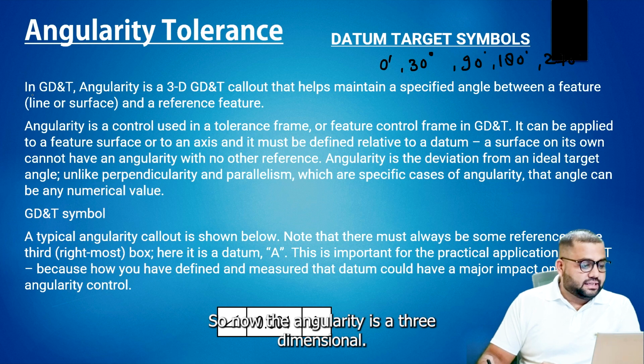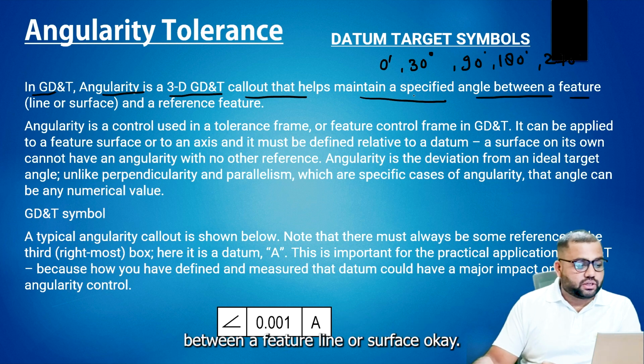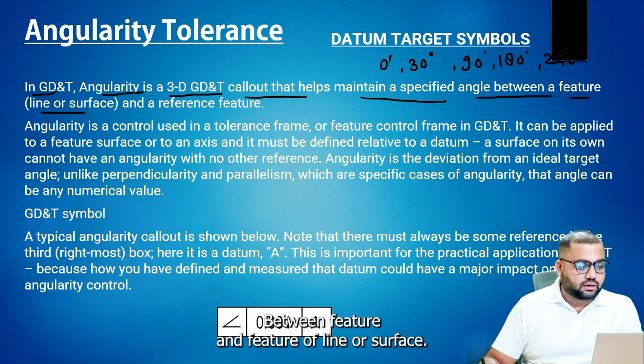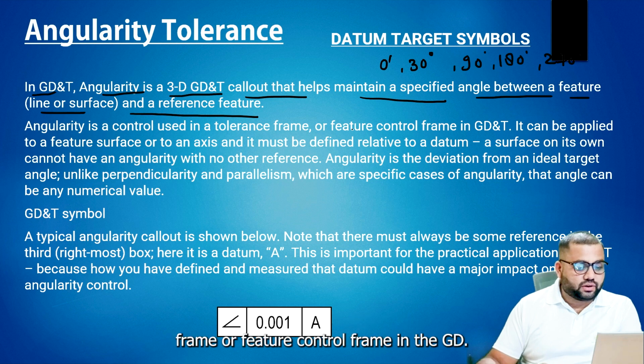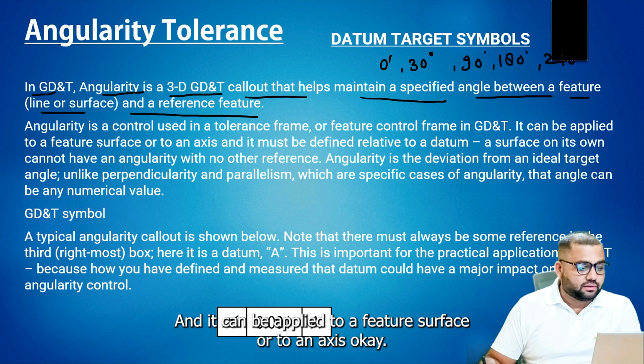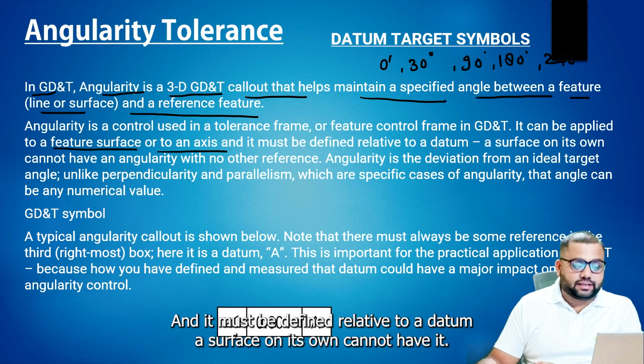In GD&T, angularity is a three-dimensional callout that helps maintain a specified angle between a feature, line, or surface and a reference feature. Angularity is controlled using a feature control frame in GD&T. It can be applied to a surface or to an axis, so it can be applied to both a feature and a feature of size, and it must be defined relative to a datum.